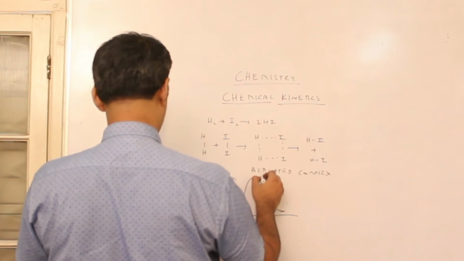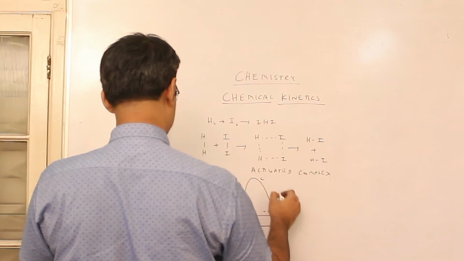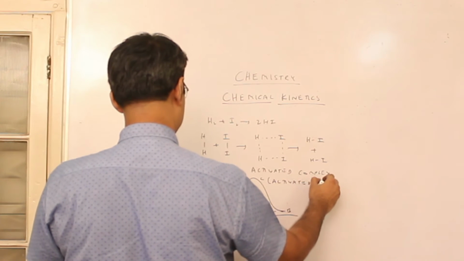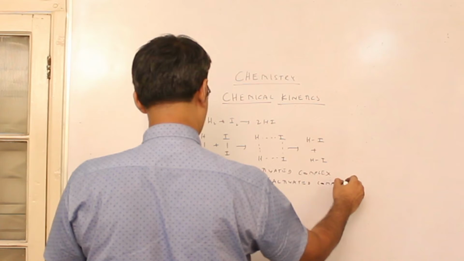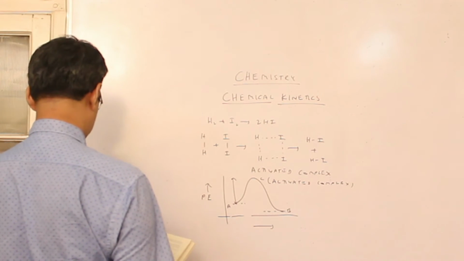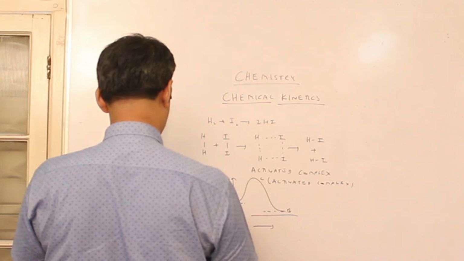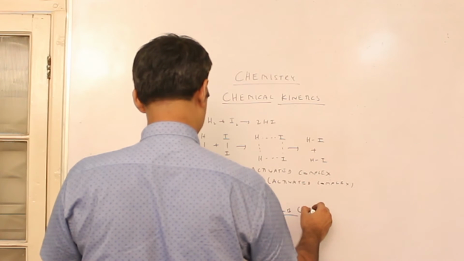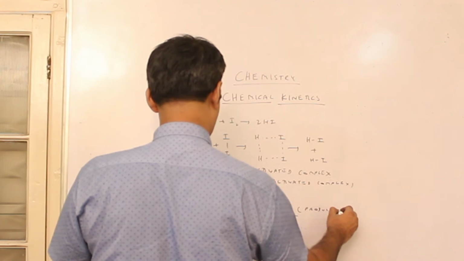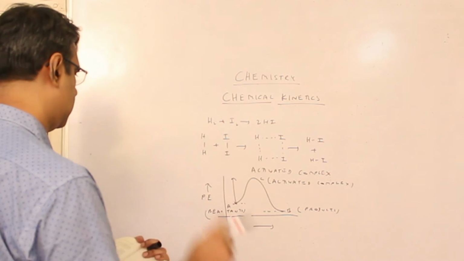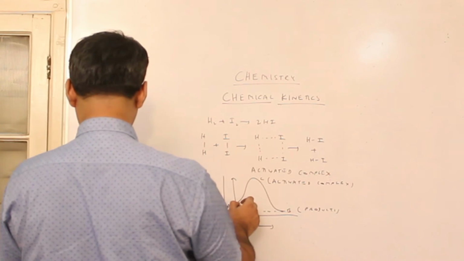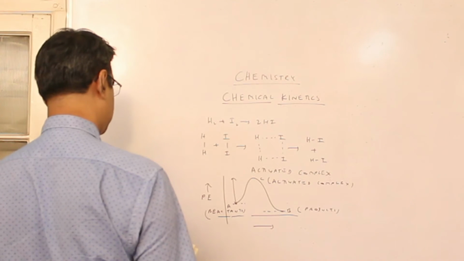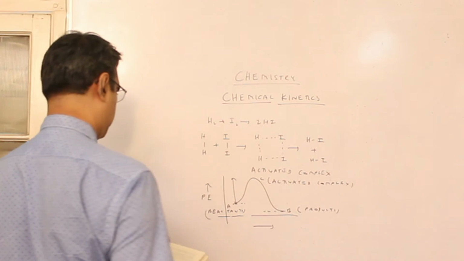This point is A, this point is C, this point is B. Now C corresponds to activated complex, and A corresponds to reactants, and B corresponds to products. So the reactants have a certain amount of energy, and the activated complex has a considerably higher amount of energy, and finally it dissociates to give the products.